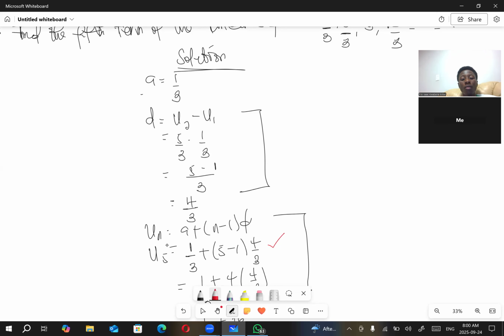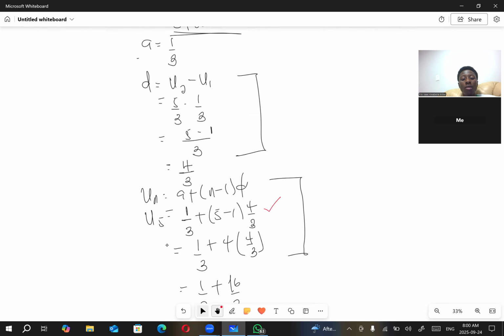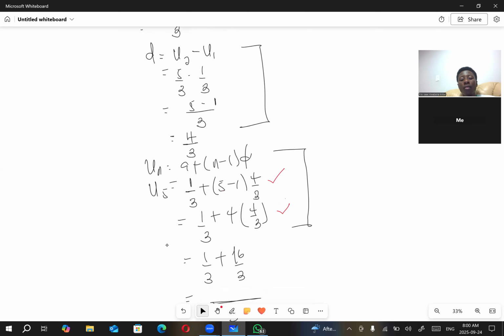That's good. Then you come to the next one. So I'm just copying 1 over 3 plus 5 minus 1, which is 4. So 4 times. Whatever was in the brackets is now multiplying 4 over 3. Knowing the resolution for 5 minus 1 is 4, I'll just multiply 4 by 4 over 3. Let me know if this step is clear. Yes. Then now 1 over 3 plus 4 times 4 is 16 over.